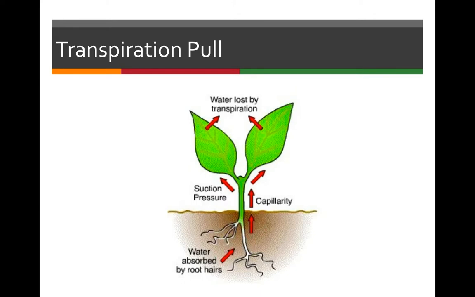So in this diagram, that just shows the water is being lost by transpiration at the leaves. It's creating a suction, and through capillary action, the water is moving up, and then more of it is absorbed by the root hairs from the ground.